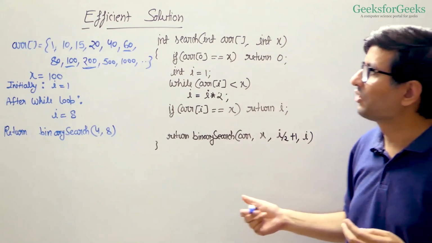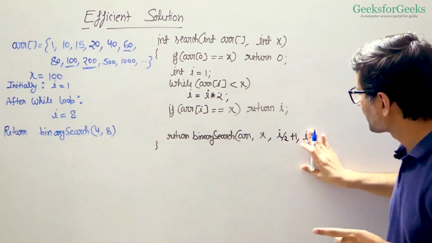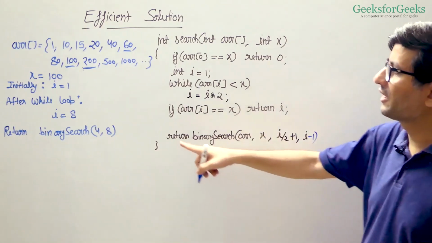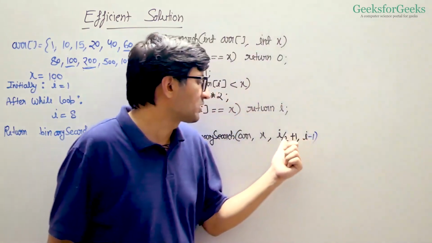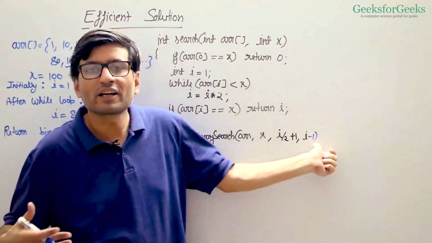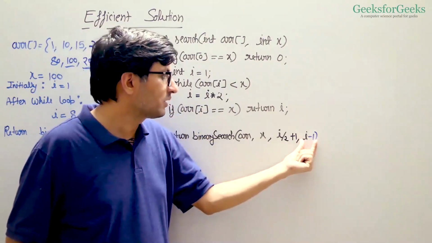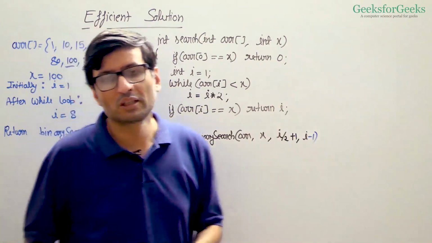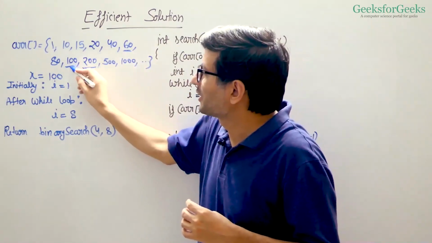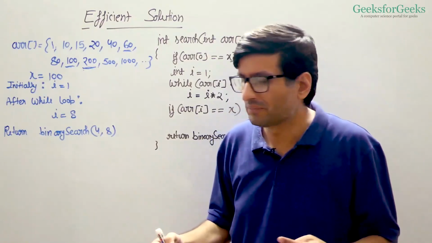As I said earlier, I'll do binary search from this index to this index. In fact, I can do an optimization here. I can do binary search from this to this because I've already checked with i, right? So I can do binary search from i by 2 plus 1 to i minus 1. I came out here because array i was not equal to x, it was greater than x, right? So I do binary search from this index to this index, and this binary search is going to take log time.